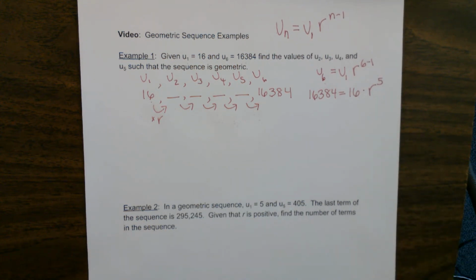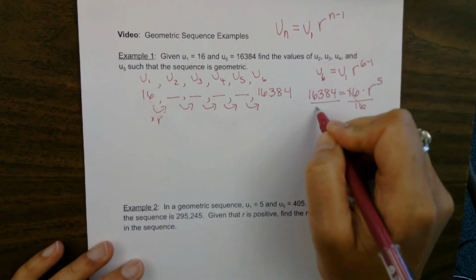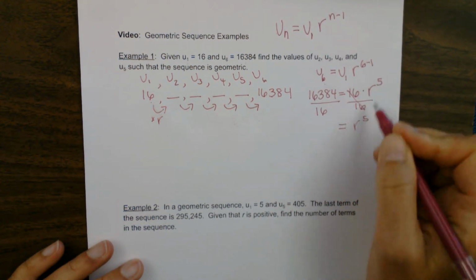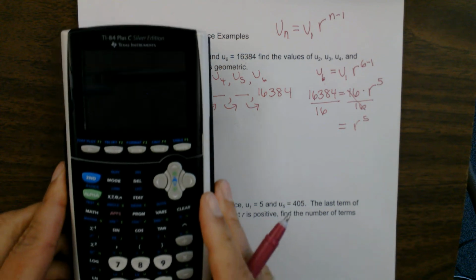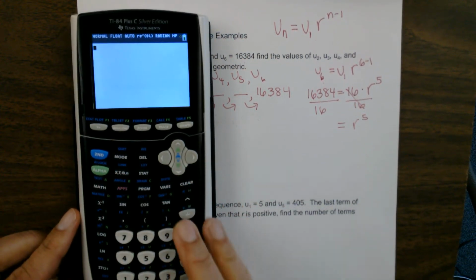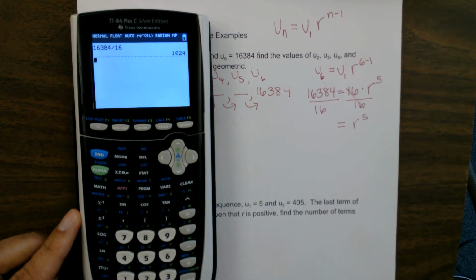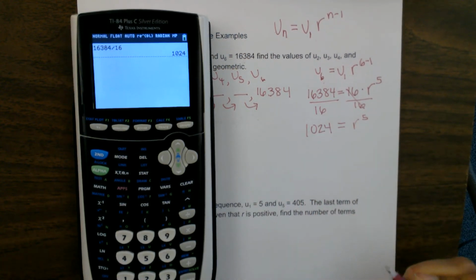Now we need to solve. The first thing we have to do is divide by 16. Divide by 16, divide by 16, and I brought down my r to the 5 and my equal sign. When I divide by 16, let's turn on our calculator and do this together. Clear everything out. 16,384 divided by 16 is 1024.